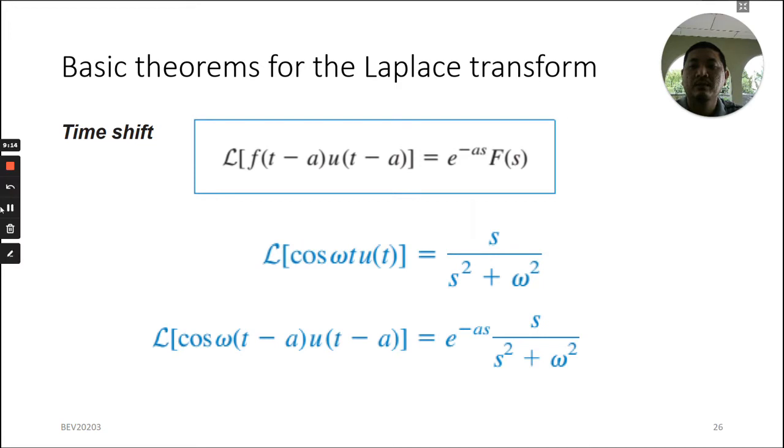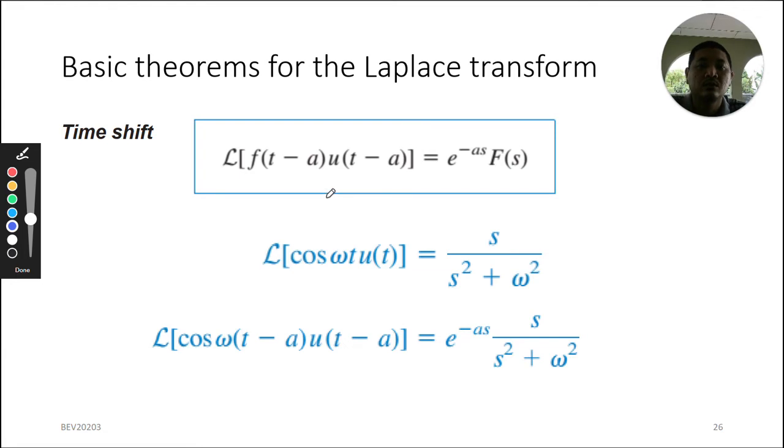Next, let's look at the properties of time shift. If we have a function where the time is shifted by minus a, and the u(t) itself must also be shifted by a, then we can get the Laplace transformation using this form.